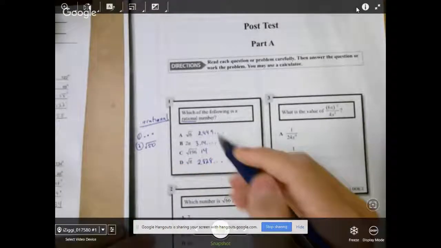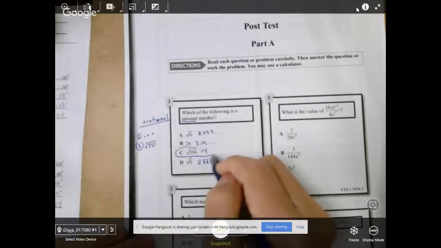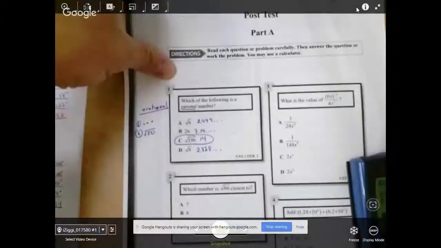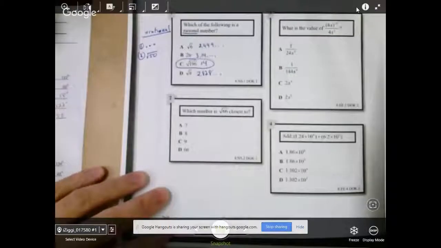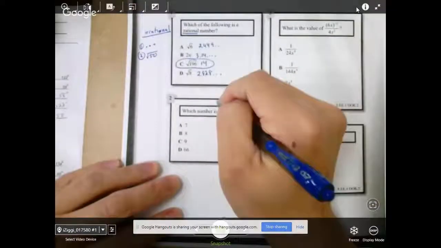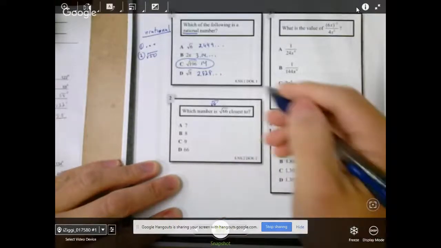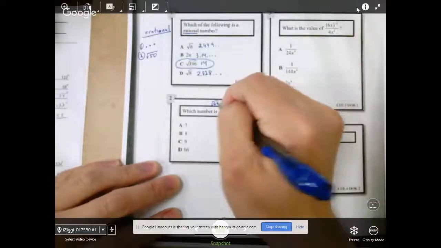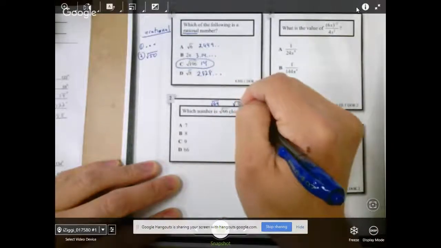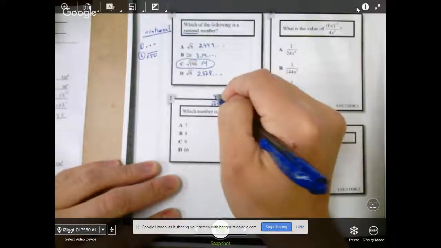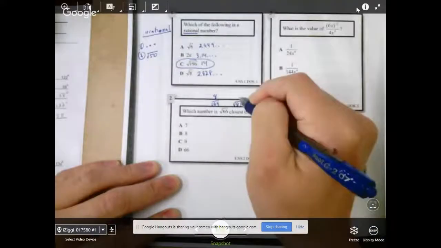Okay. Number two, square root of 66. Which number is it closest to? The next lowest perfect square is 64. The next highest perfect square is 81. Square root of 64 is 8. Square root of 81 is 9. It looks like it's closer to the 8.